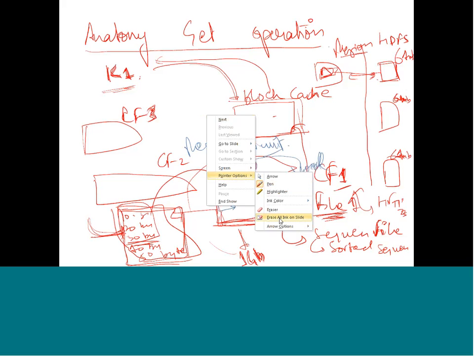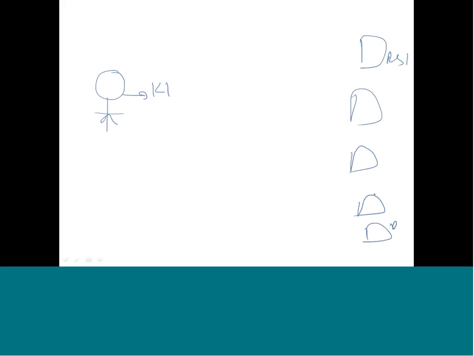Let's look at this from a client's perspective. Anatomy of a get operation from a client's perspective. So here is the client, and he has got a key K1 and he's looking for key K1. And there is a 1,000 node cluster, let's say RS1 through RS1000. Let's make it a 100 node cluster. How does he know where K1 is? How does he know which region server K1 is on?